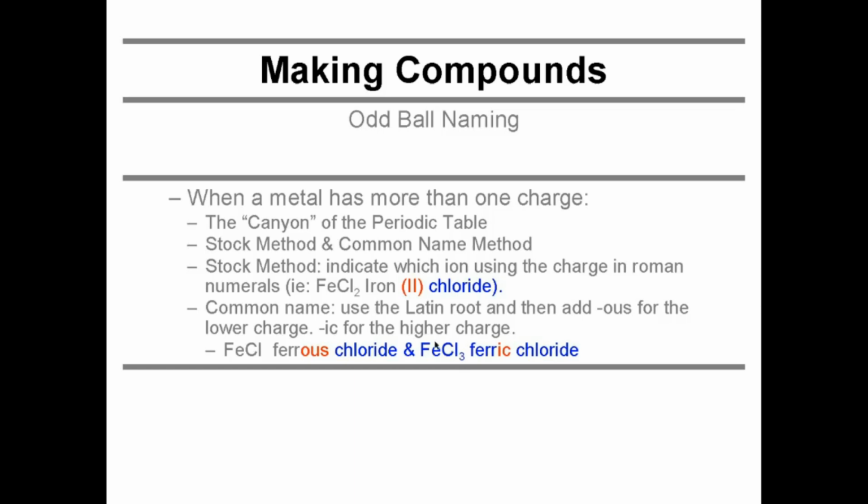But there's also another form of iron chloride that exists with a +3 charge. You need 3 chlorides to cancel that one out. And this is a higher charge, therefore it's called ferric chloride. So higher charge, ferric chloride; lower charge, ferrous chloride. If you would use the stock method, that would be iron 2 chloride. And this would be iron 3 chloride with the stock method naming.